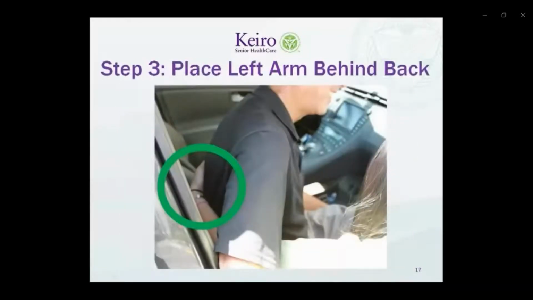Step 3. First, position your left arm underneath the care recipient's right armpit and then lay your hand flat on the far side of their back. Next, position your right arm underneath the care recipient's legs.